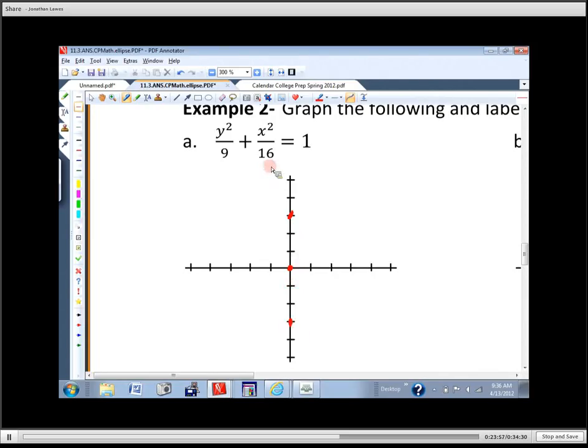Look at the x. Doesn't matter whether it comes first or second. Look at the x, look at the number underneath it, take the square root. Square root of 16 is 4, so we're going to go 4 units from the center in the x direction. So I'm going to be here and here. So this isn't a very oblong, elongated, sometimes they call it eccentric, this isn't a very eccentric parabola, or sorry, ellipse.